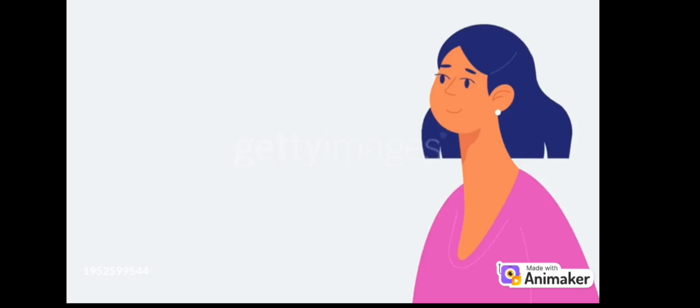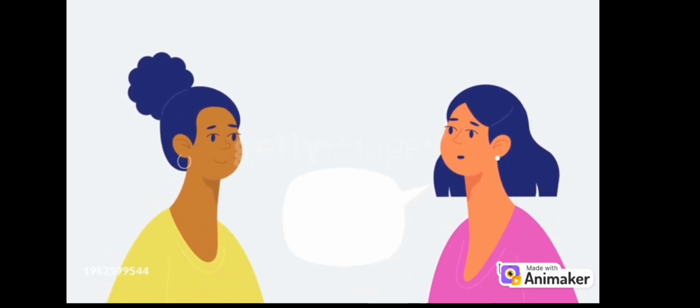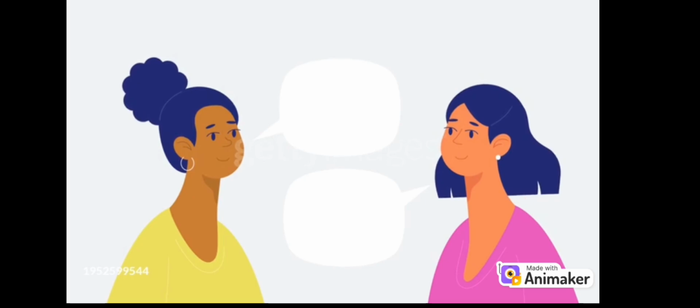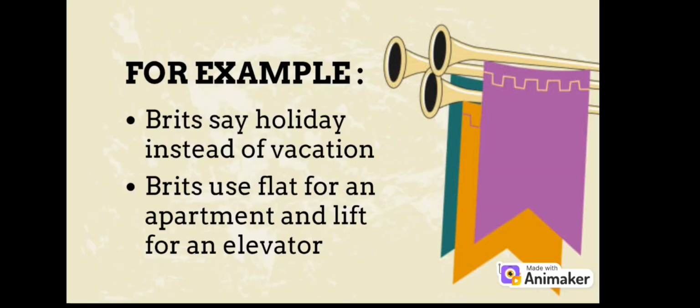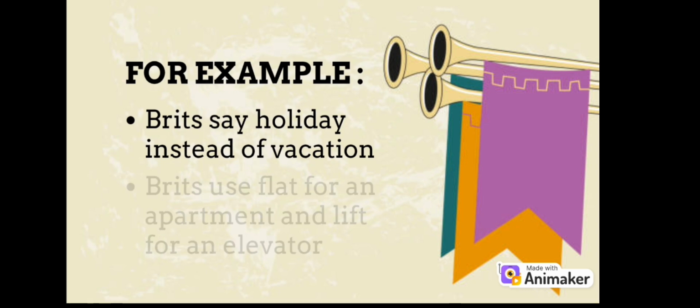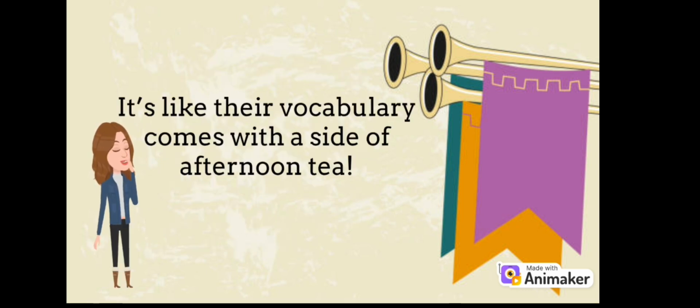Finally, let's talk about formality. British English often sounds a bit more proper, while American English leans toward simplicity. For example, Brits say holiday instead of vacation. It sounds quaint and leisurely, doesn't it? Similarly, Brits use flat for an apartment and lift for an elevator. It's like their vocabulary comes with a side of afternoon tea.